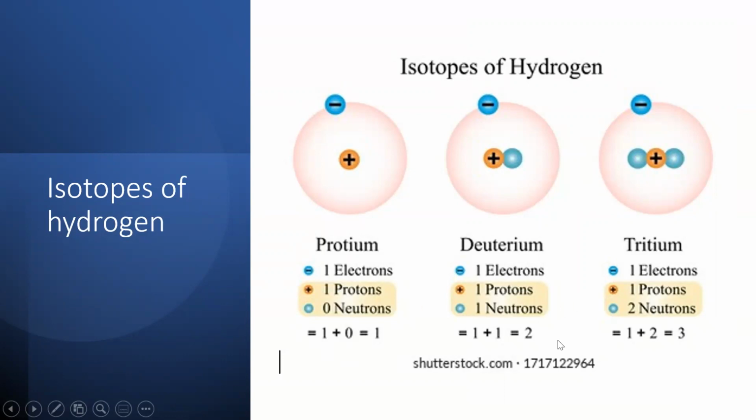In all 3 isotopes of hydrogen, you can see that the number of protons is the same. The thing that is changing is the number of neutrons, and therefore the atomic mass or mass number is different. So always remember for isotopes: number of protons same, number of neutrons different.